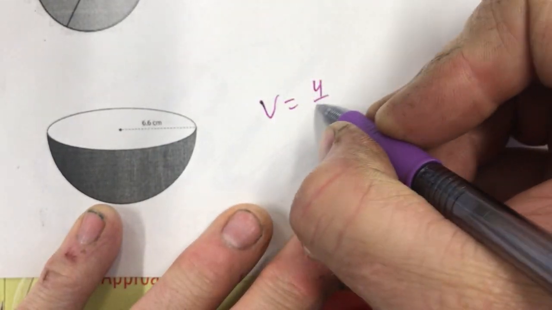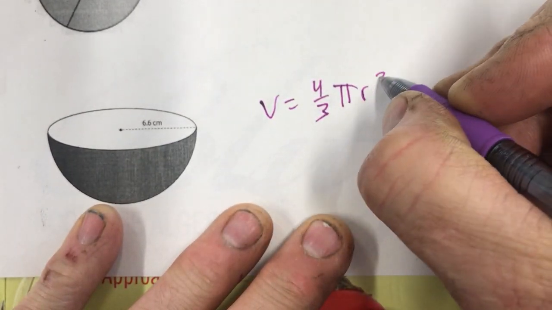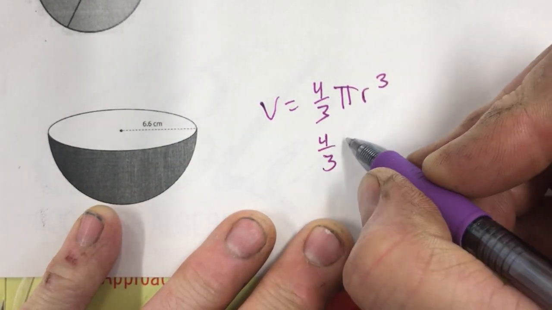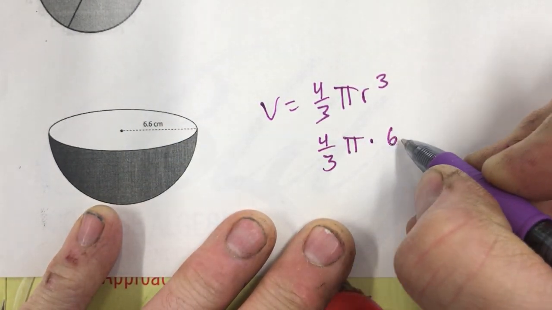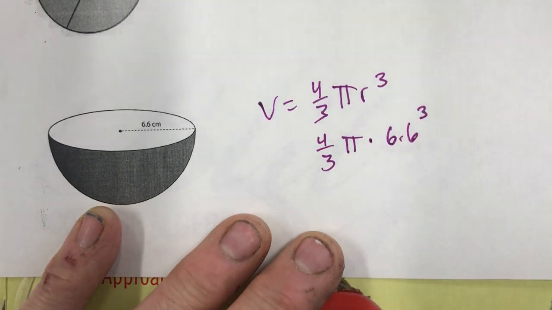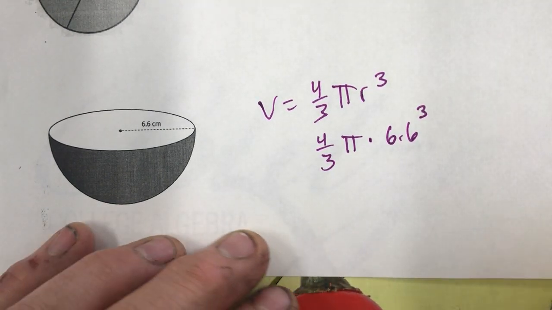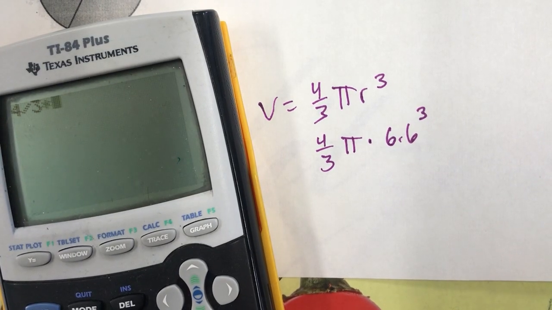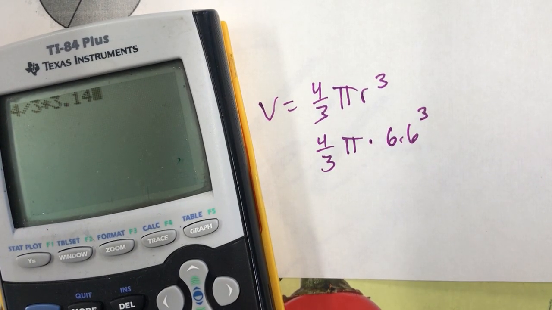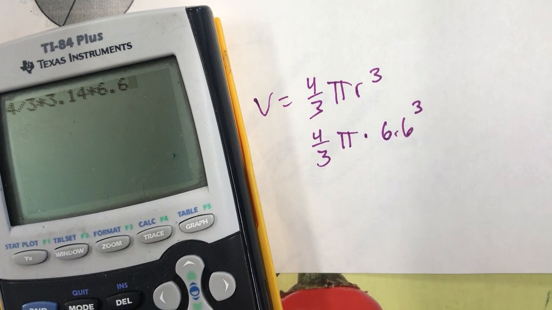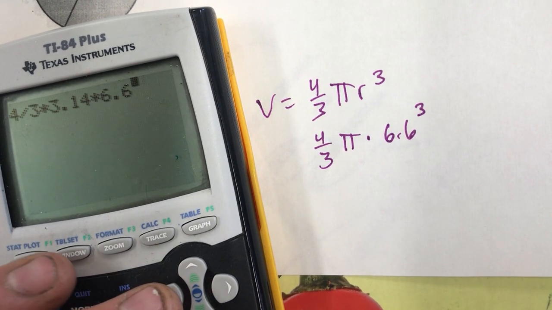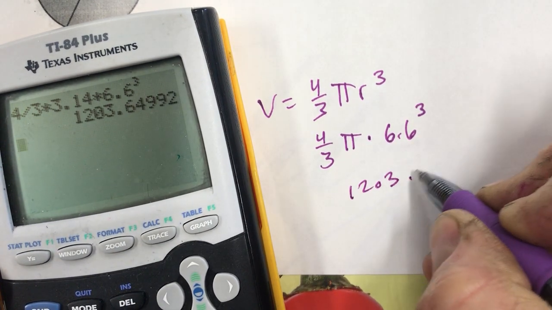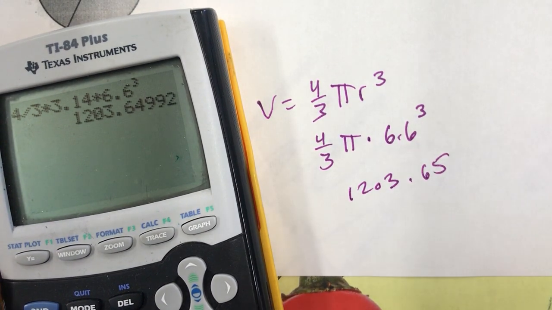Volume equals 4/3 times pi r to the third power. My radius is 6.6. So this is 4/3 times pi times 6.6 to the third power. All right. So when I type this in, 4/3 times 3.14 times 6.6 to the third power, I get this right here, 1203.65 when I round it.